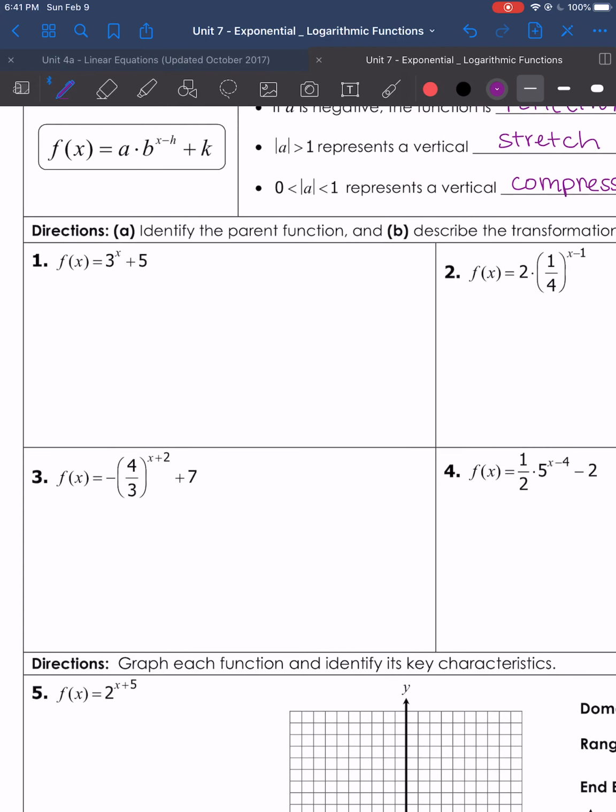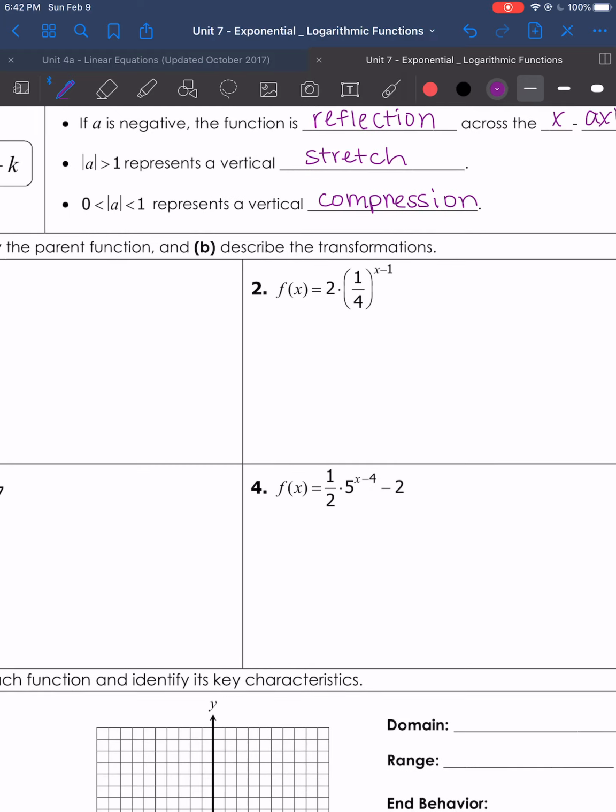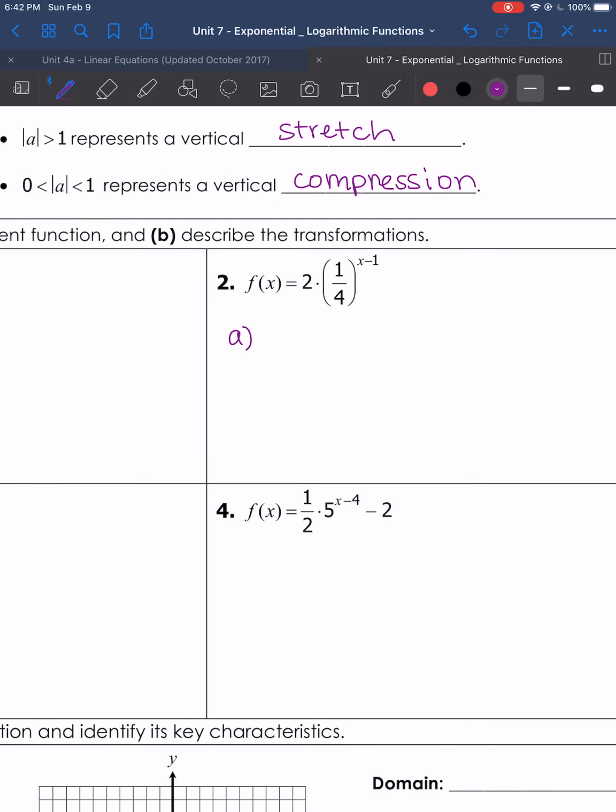So number 1 here, the parent function, so the A part of this, f of x is 3 to the x, and B, it moves up 5. The parent function for 2, f of x, equals 1/4 to the x, and B, the transformations, it's a vertical stretch of 2, and it goes to the right 1. So that right there.